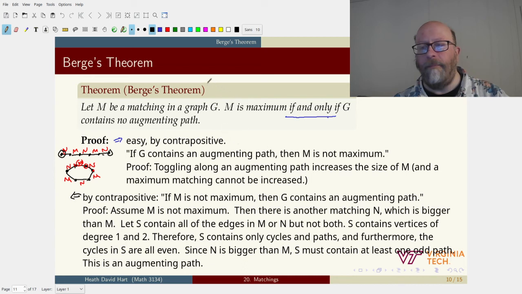Okay. So this is Berge's theorem. Berge's theorem was proved in 1957. You don't need to know that, but I'd throw that in.